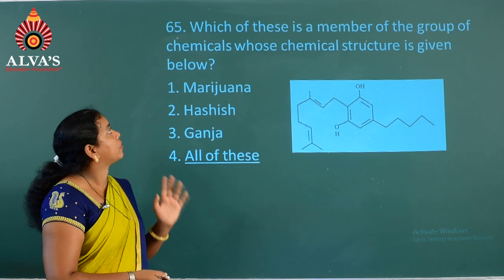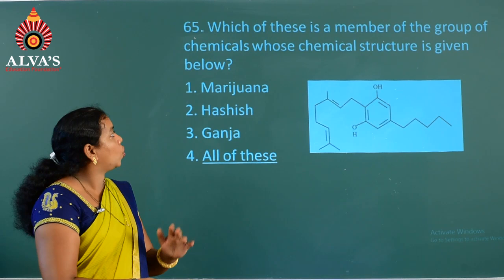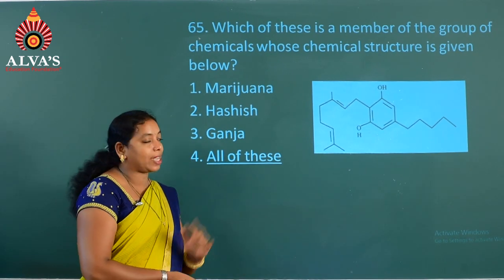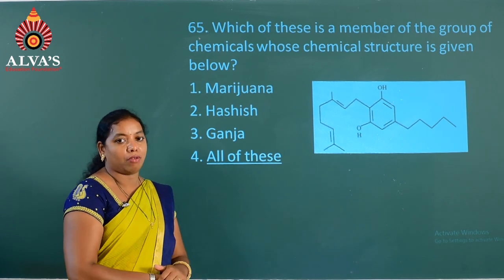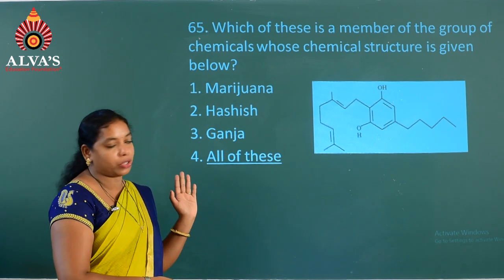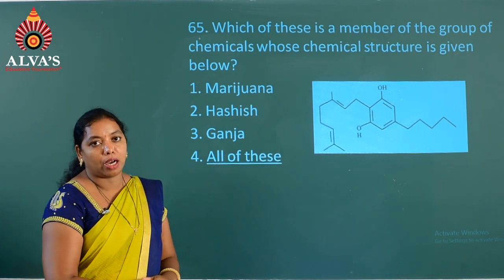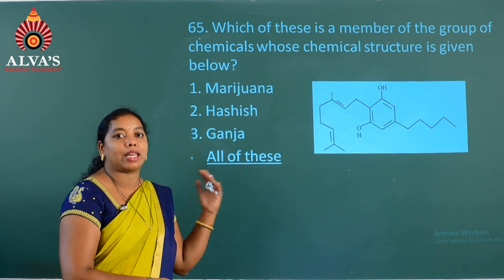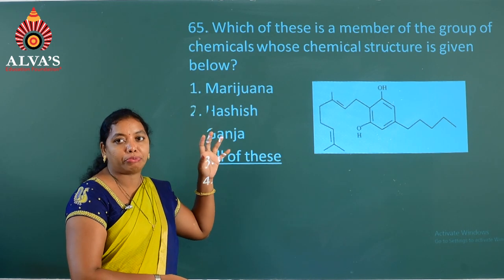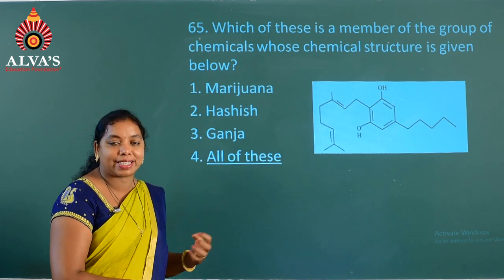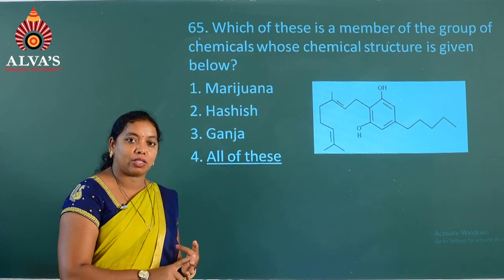Moving on to question number 65. Which of these is a member of the group of chemicals whose chemical structure is given below? The options are marijuana, hashish, ganja, and all of these. This is the structural formula of the component, that is cannabinoid. So we can consider cannabinoid, which is from the plant used to extract drugs like marijuana, charas, ganja, hashish.